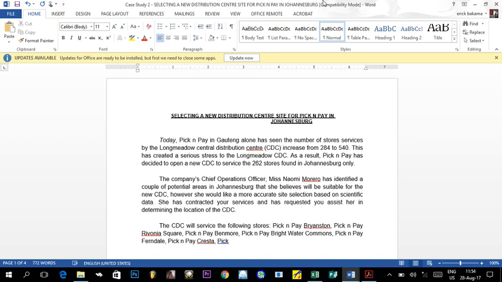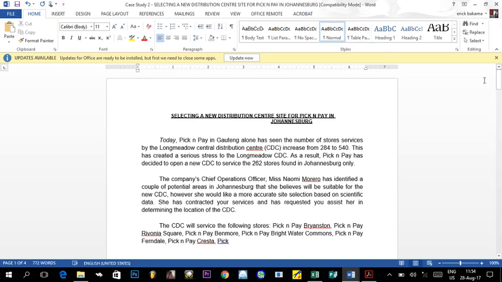The case study that we have is about Pick n Pay. Pick n Pay in South Africa is among the biggest supermarkets. In this case, the company has a lot of stores in Gauteng, and they are looking for a method that will help them find a distribution center based on the retail shops. In this part we're going to use the center of gravity method.